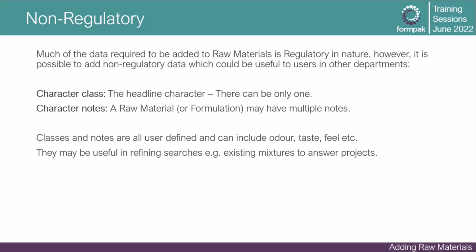A fragrance company might want to add character class and notes to represent the odor, whereas a flavor company may want to include them as taste or mouthfeel or any number of parameters. It's also useful in as much as you can search using find matching items. You can search for character class and notes. So if you're looking for particular items and how they smell, then this is what's to use.